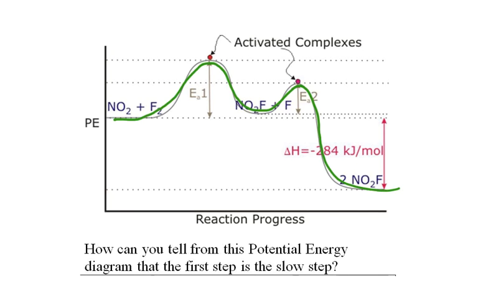So how can you tell from this potential energy diagram that the first step is a slow step? Well, it's pretty easy. You can see that this has a bigger barrier. This has a larger activation energy. And so fewer particles are going to be able to get over this taller barrier than are going to get over the second barrier. So this first step is going to be the slow step.